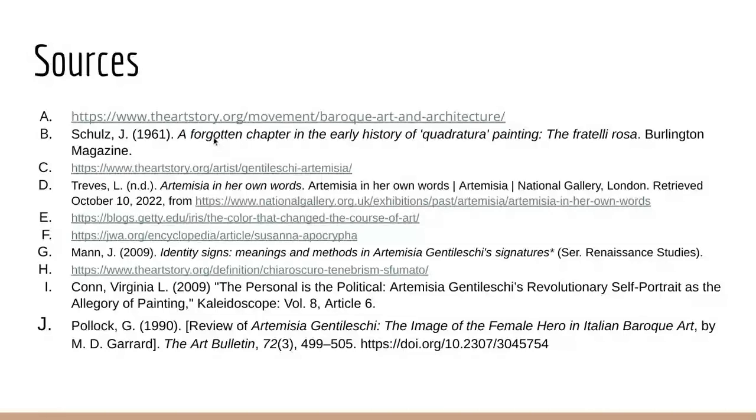And going on to one of her paintings, she is an artist, by the way. We're going to look at one of her paintings, Susanna and the Elders, and we're going to look at this exhibit right now.